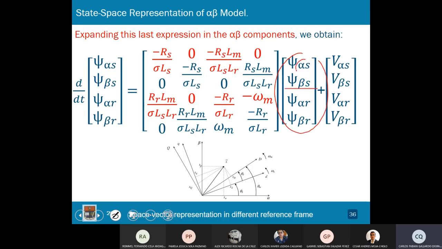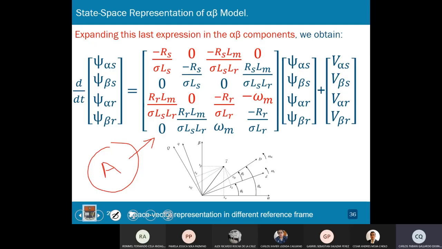For the stator, I will have the alpha and beta components, and for the rotor, I will have the alpha beta components. The same for the voltages, right? The same for the voltages. So finally, I will get the state matrix. This is the matrix A, in order to carry out the small signal stability analysis. This is the state space representation in the alpha beta reference frame.